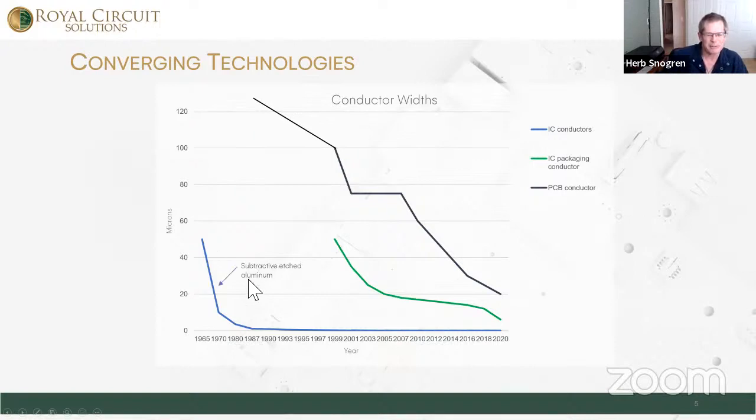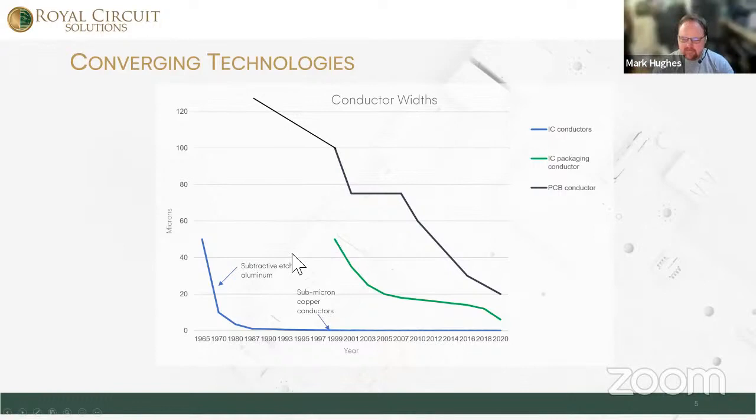They quickly dropped down. They were using a subtractive etched aluminum conductor in the beginning. And in the 90s, sometime they went sub-micron on their line widths, and they started using a copper-plated damascene process. And over time, they're now at 3 nanometer and 5 nanometer nodes on advanced IC substrates, and I think the line widths on those are in the 30 or 40 nanometer widths. So that's insanely, very, very fine.